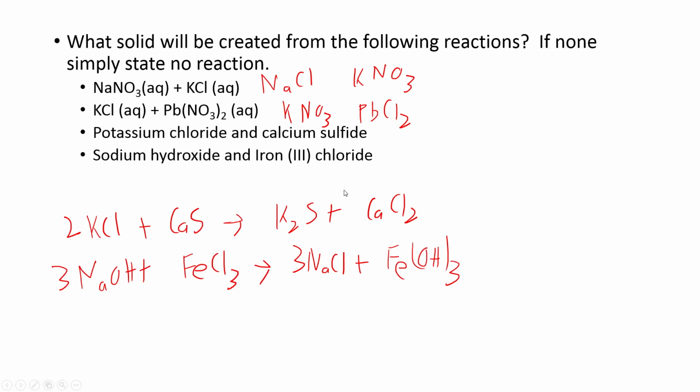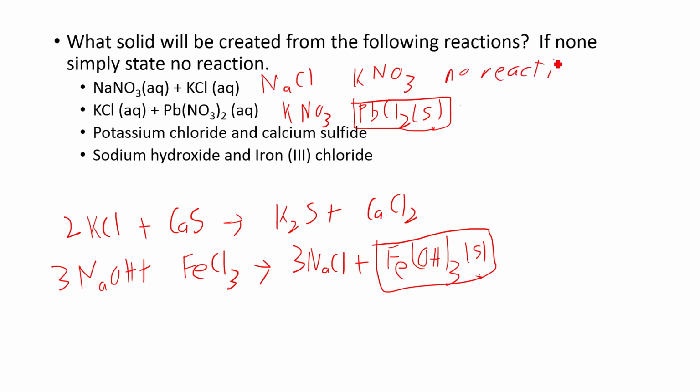Okay. So our 2 solids would be here. Our PbCl2 would be a solid. That's going to be for number 2. And then our iron hydroxide would be a solid for number 4. Otherwise, the first and third would just get no reaction. That's because even though we can write the things like this, they all stay in solution, so nothing ends up changing. Okay.